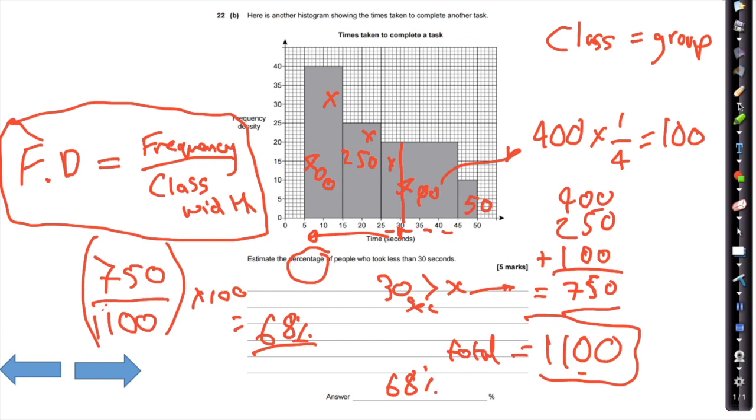Where the marks are here, if you manage to work out any of these, you get 1 mark. If you added all of these together to get 1,100, that's your second mark. Your third mark is for working out 750 and then attempting to divide it by 1,100. Even if your 750 or your 1,100 was wrong, if it's clear that that's what you tried to do, that's your third mark. Your fourth mark is for correctly getting that times by 100, and your fifth mark is for getting the percentage correct, so 68.